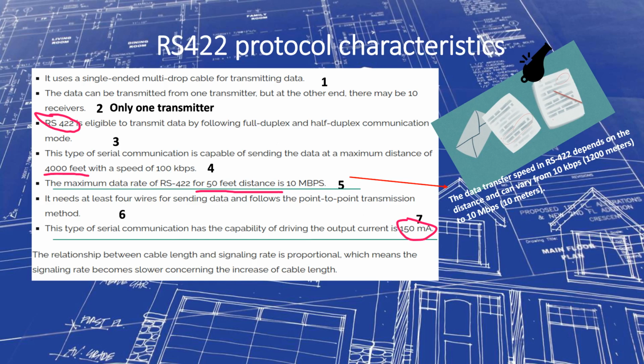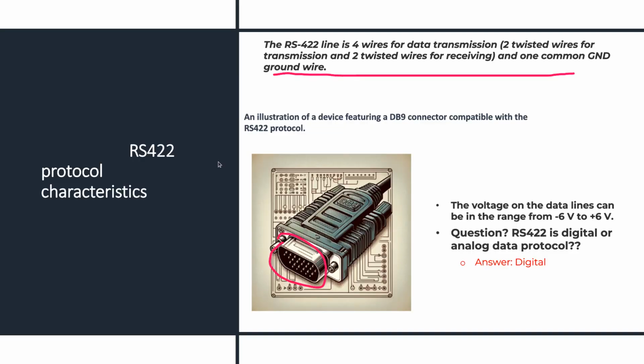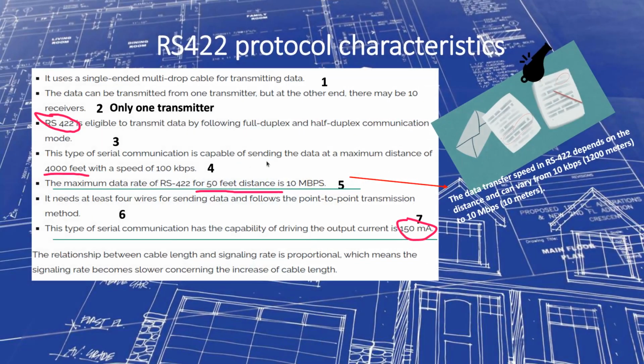This type of serial communication is capable of sending data at a maximum distance of 4,000 feet. It's nothing but 1 kilometer, roughly 1,200 meters. The maximum data rate is available at 50 feet distance. It needs at least 4 wires for sending data and follows point-to-point transmission. So it's point-to-point, 1 transmitter and 10 receivers.